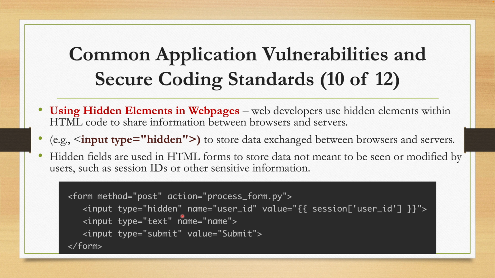Here's the input hidden field, which can be manipulated by the attacker. Now, the secure way to implement this would be to store the user ID in a session variable on the server side and use that value to process the form data. To mitigate this risk, developers should avoid placing sensitive information in hidden elements and instead use a secure server-side mechanism to encrypt and validate all data sent via the client.